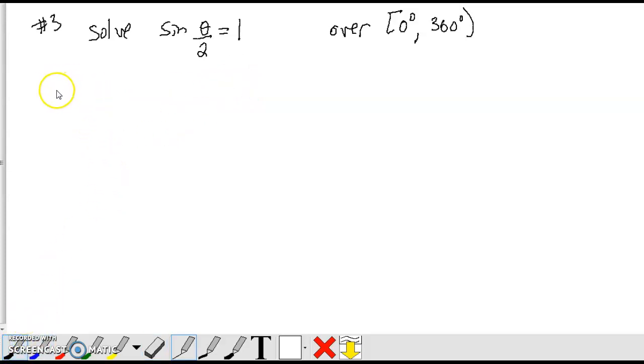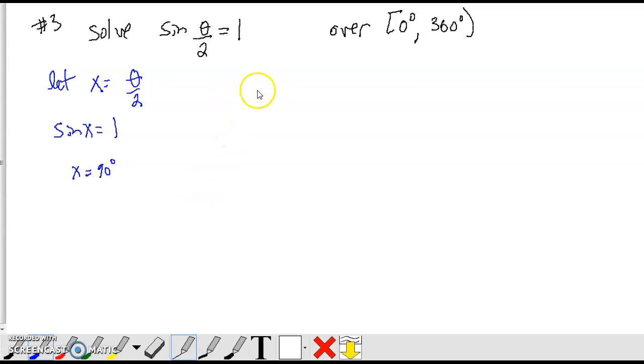And again, I'm going to write a quick little let statement to change it up. This time let x equal theta over 2. So this will just become the sine of x is equal to 1. This seems like a pretty easy answer. There's only one answer. x has to equal 90 degrees.